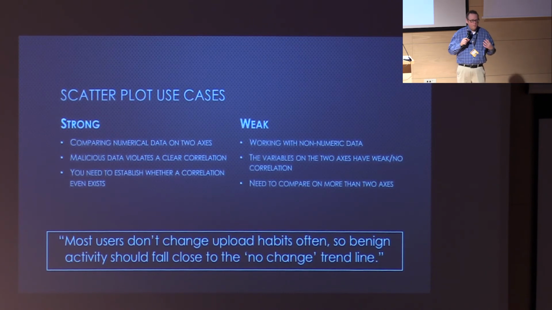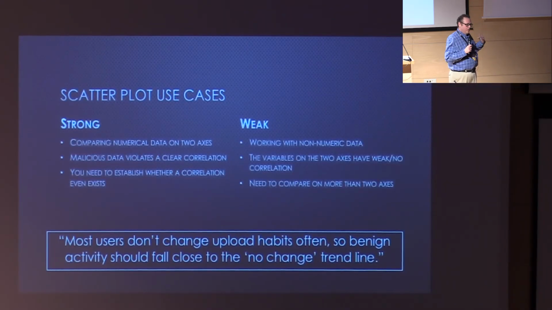Scatterplots are great when working with numeric data, but they're kind of weak for some things too. The things that you would use stat counting for, numerical or enumerated data, really is difficult to do in a scatterplot. It's possible you can convert them to numeric values and plot them, but it's not really clear that that's usually a useful thing to do. So if you're working with non-numeric data, you're probably not doing scatterplots.